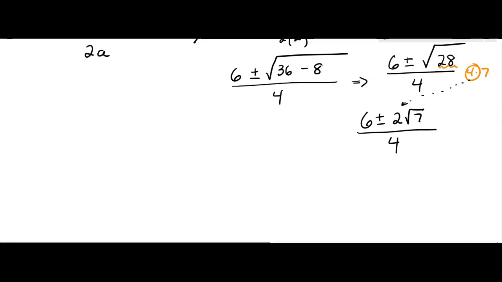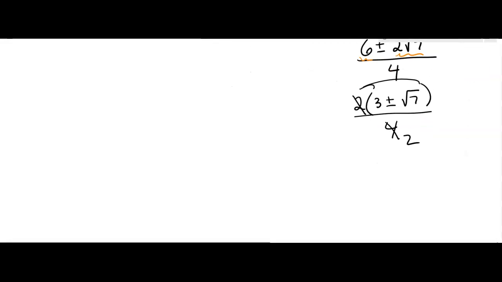Because the numerator, both terms, this 6 and this part, they have a factor of 2, I can factor that out. So it's 2 times 3 plus or minus the square root of 7. So think about distributing there, and you would get that numerator over 4. But then 2 goes into 4 2 times. So my final answers are going to be 3 minus the square root of 7 over 2, that's one of them, and 3 plus the square root of 7 over 2.